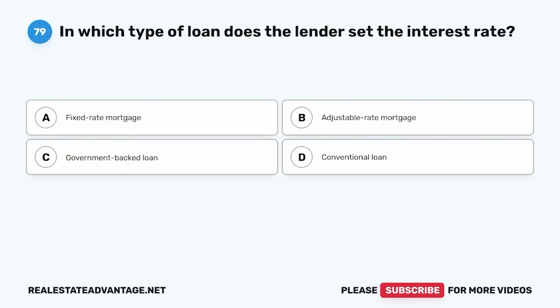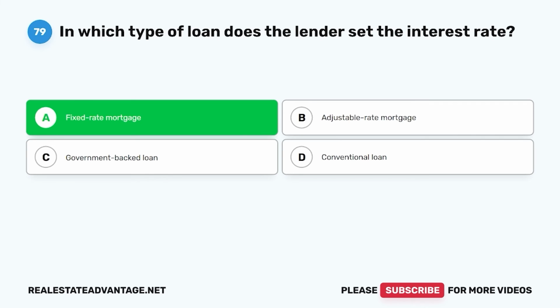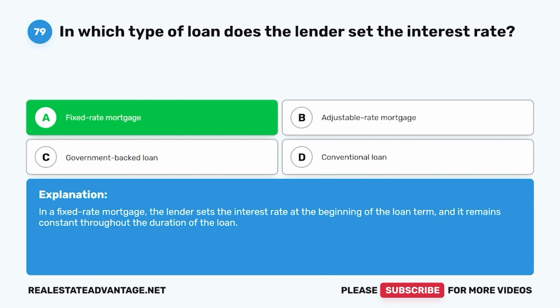Question 79. In which type of loan does the lender set the interest rate? A. Fixed rate mortgage. B. Adjustable rate mortgage. C. Government-backed loan. D. Conventional loan. The correct answer is A. Fixed rate mortgage. In a fixed rate mortgage, the lender sets the interest rate at the beginning of the loan term, and it remains constant throughout the duration of the loan.